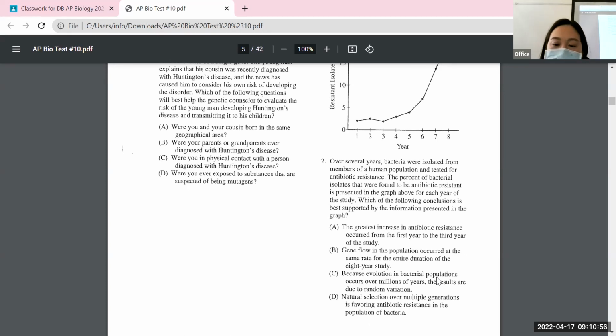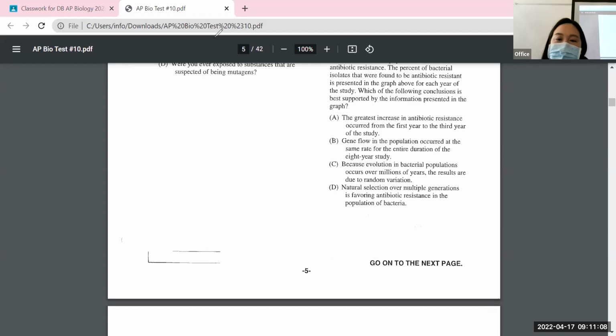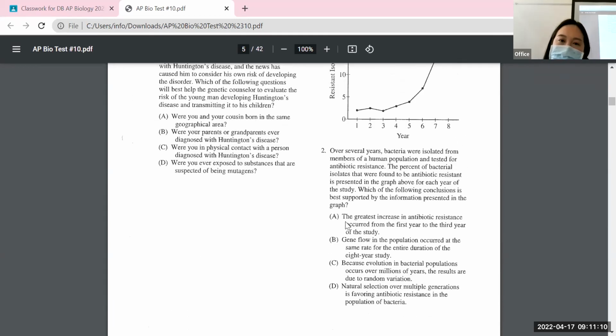Okay, natural selection over multiple generations is favoring antibiotic resistance in the population of bacteria. Yes, right. So D, right? You can see that there is obviously selective pressure for antibiotic resistance. That's why you see a change in the percentage.